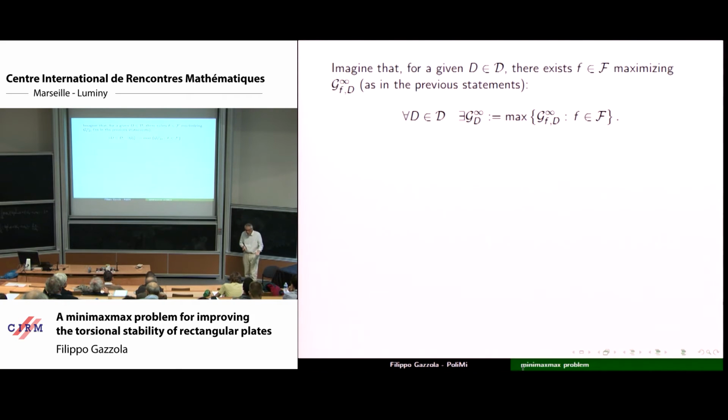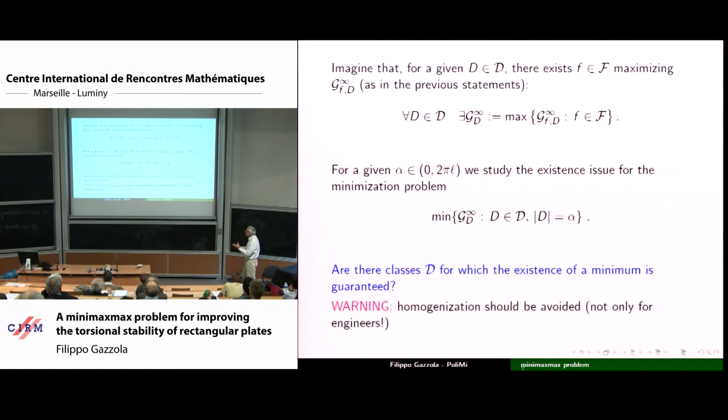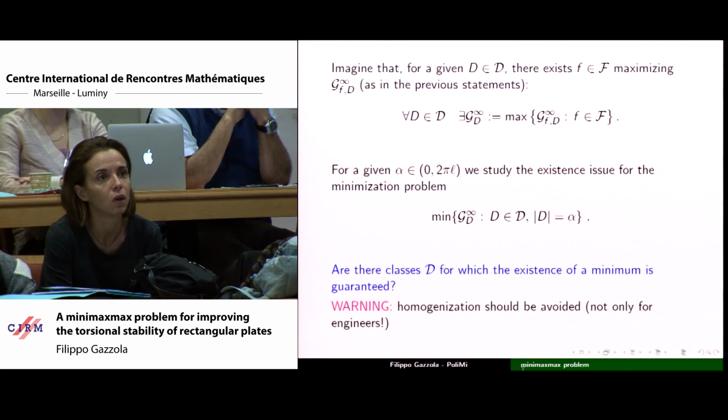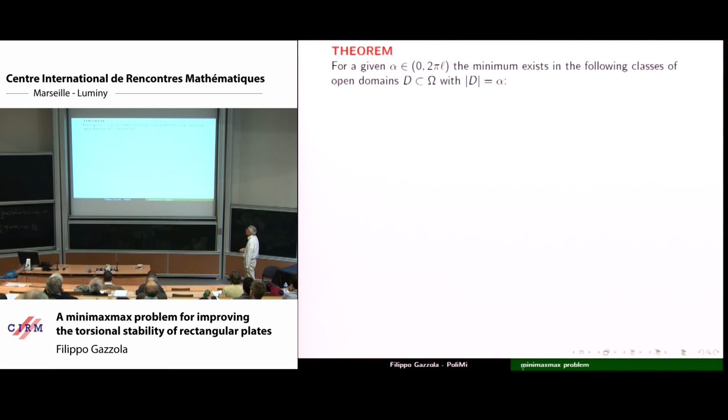Okay, now imagine that we do the opposite thing. So imagine that we know precisely what we have seen, so that for some D, we have always a minimizer. And then we want to minimize this among all possible varying D. And now we want to find suitable classes of D where this minimum problem admits a solution. And as I said, we want to avoid homogenization. So we're going to take very small classes. We're not just taking open sets, because otherwise we're immediately into trouble. And here are some suggestions. There are many others possible.